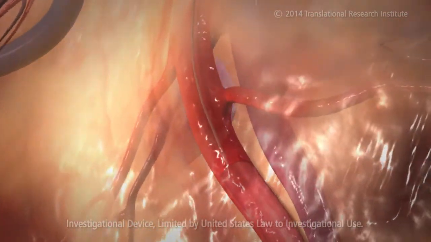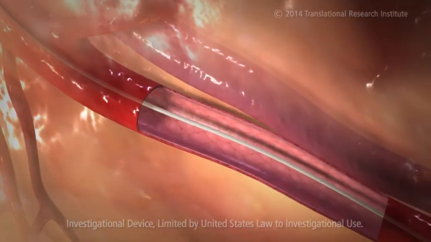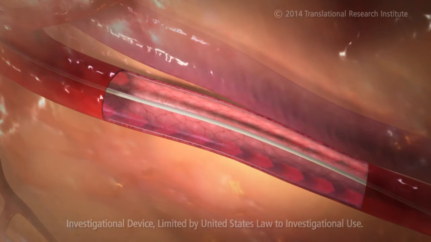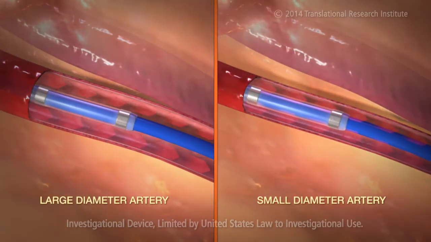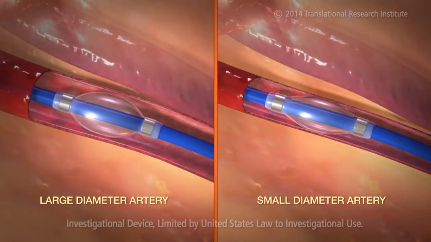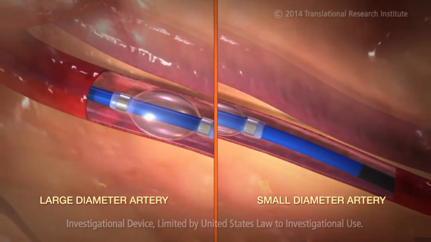The ND infusion catheter is introduced over the guide wire and is positioned within the intended segment under fluoroscopy. The balloon accommodates a variety of vessel diameters through its ability to expand up to 4.5 millimeters, thus reducing the need for multiple catheters for different patients.